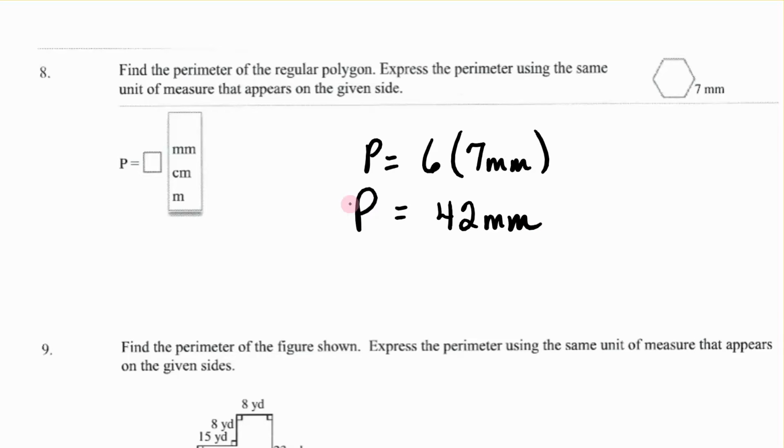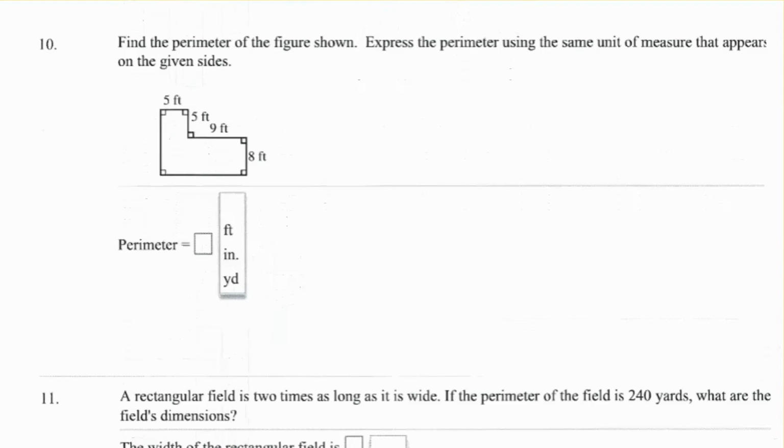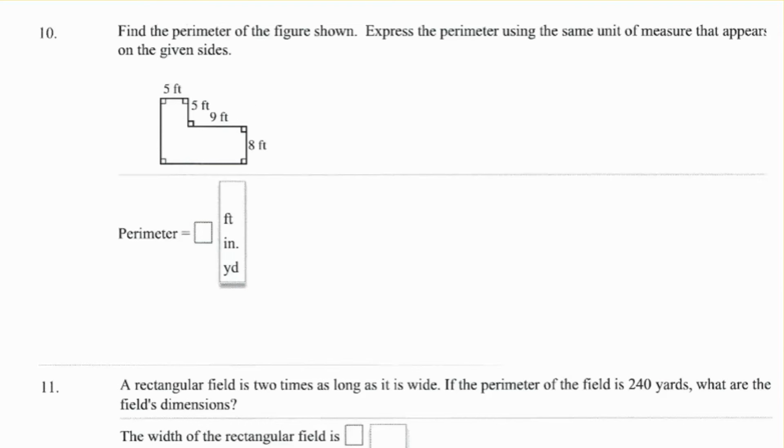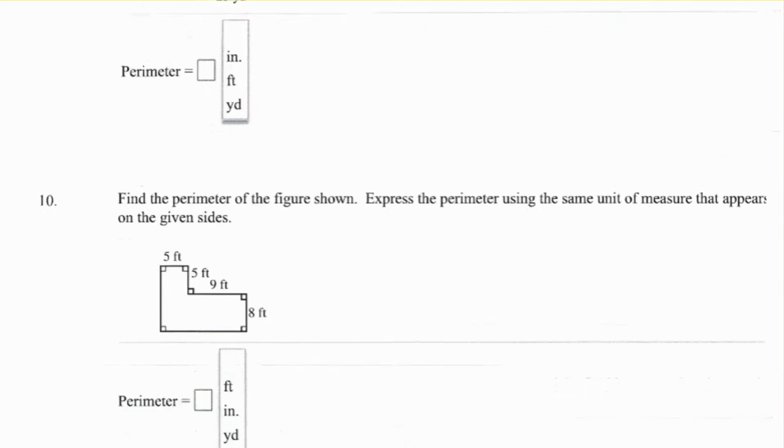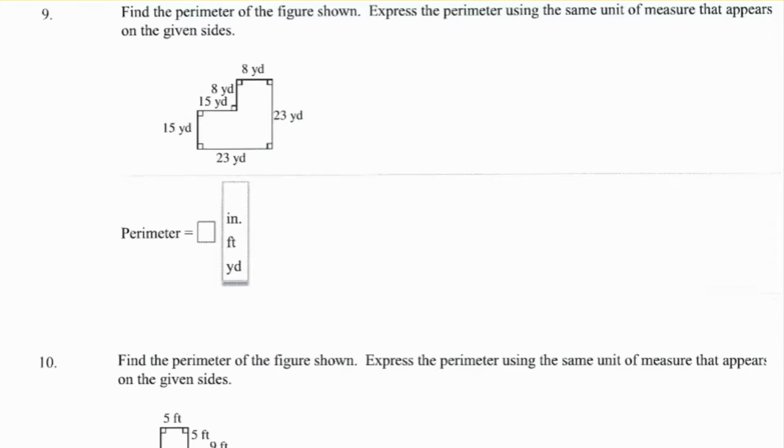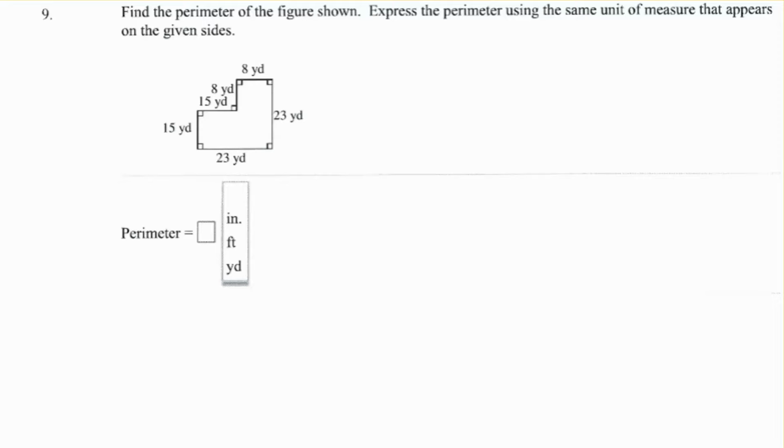All right. Now, next one is what's called, I skipped it. All right, there it is, number 9. It is called a composite figure because it is composed of a couple of shapes. Nevertheless, perimeter continues to be the sum of the lengths of the sides.